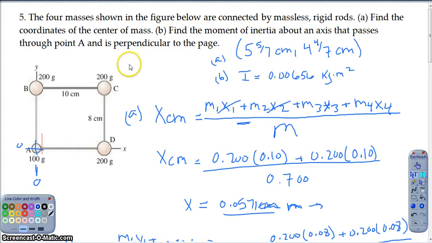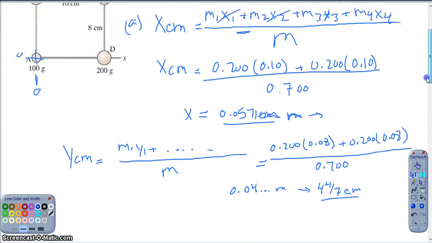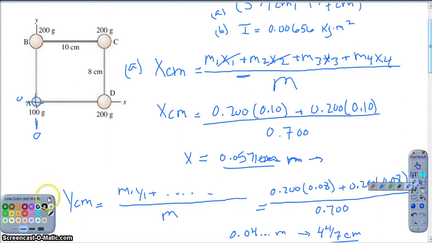Find the moment of inertia about an axis that passes through point A and is perpendicular to the page. So really the only thing there, if I'm going about a point going through the axis here at A, right? So this is my axis of rotation. Well, the moment of inertia is just going to come from these three masses, right? Masses 1, 2, and 3, or B, C, and D if you prefer.